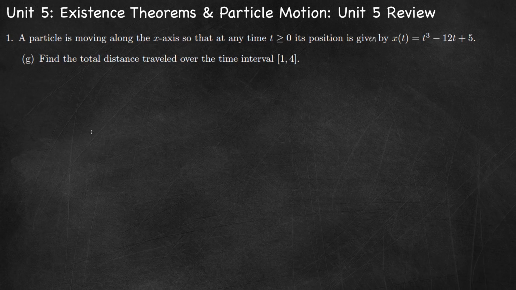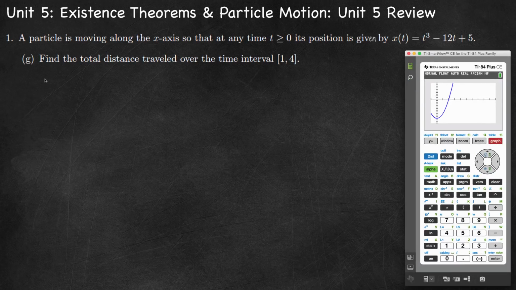Part G, find the total distance traveled over the time interval from 1 to 4. So we're going to split this interval into 2 sub-intervals, and we're going to split it where the particle changes direction. So we're going to find the distance from 1 to 2, and then we're going to find the distance from 2 to 4. Okay, so the distance from 1 to 2. The particle is moving left on that entire interval, except right at 2.